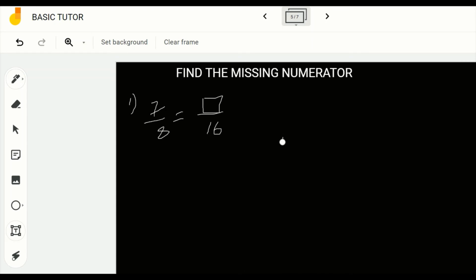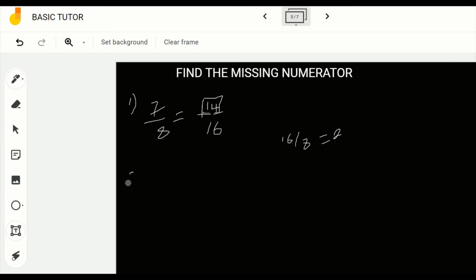So 16 divided by 8 will give us what? Will give us 2. So 2 times 7 gives us 14. So the missing numerator here is 14.